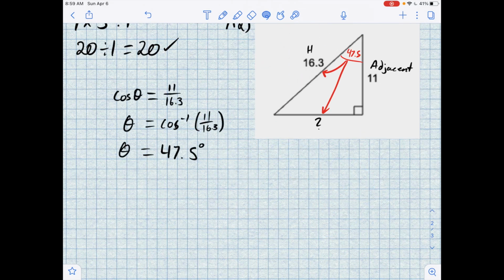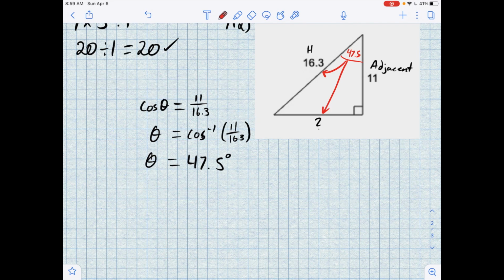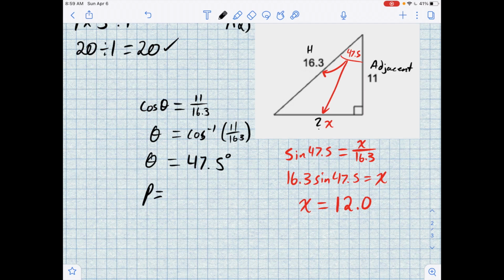So, right? Guys, this is question number 2. I'm actually not confident. So sine 47.5 equals opposite over hypotenuse, and we'll just call this x. x over 16.3, and then we rearrange, so 16.3 sine 47.5 equals x. x equals, all right, and x is 12.0. Okay, so therefore now perimeter equals 16.3 plus 11 plus 12. I should be able to do this in my head, right? 23 plus 16.3, so 39.3 units. There we go.